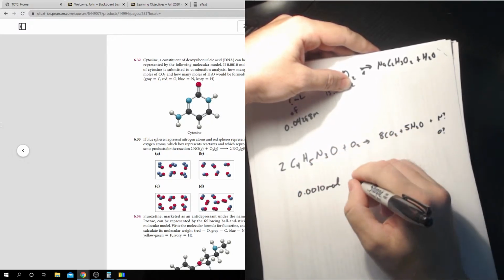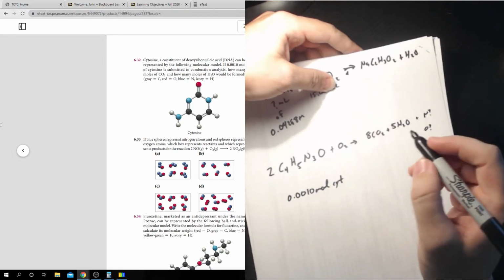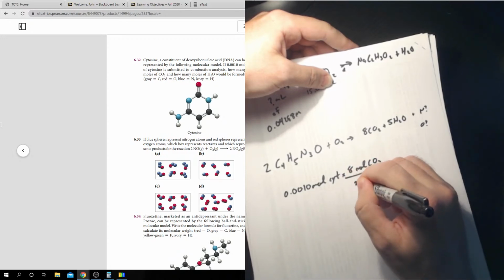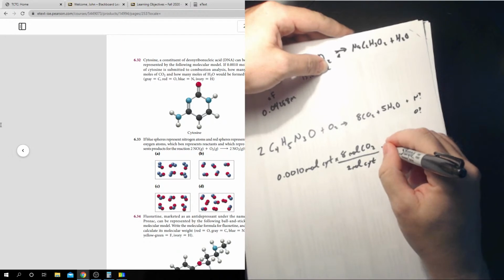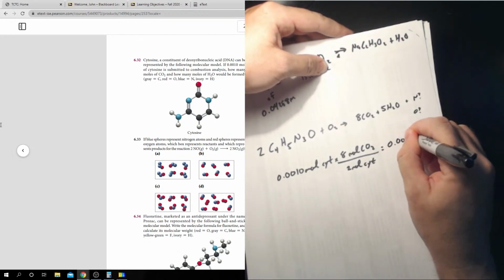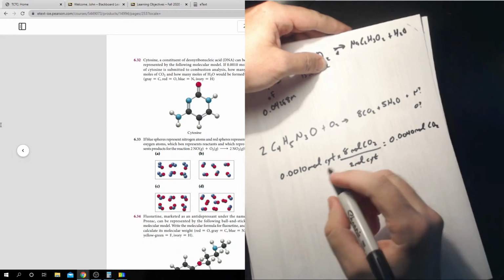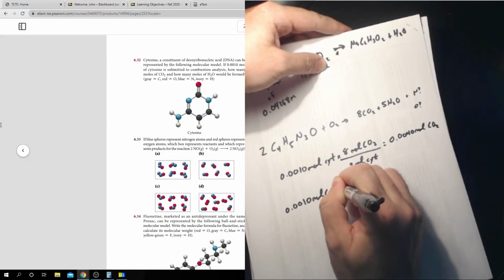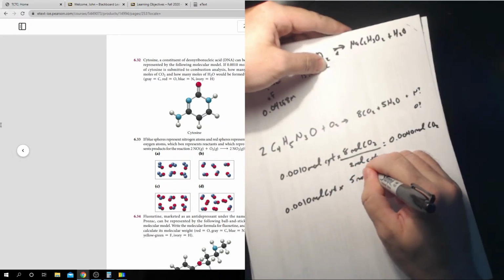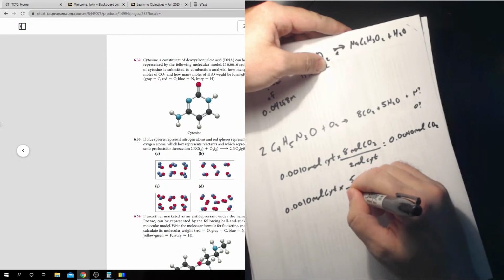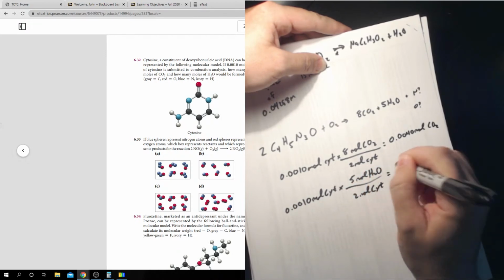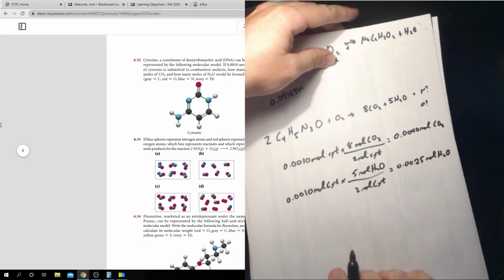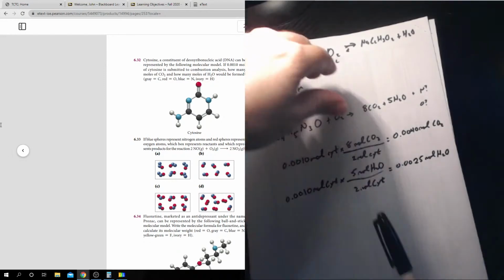All right, so 0.0010 moles of our cytosine times 8 moles of CO2 for every 2 moles of cytosine means we're going to produce 0.0040 moles of CO2, and 0.0010 moles of cytosine times 5 moles of H2O for every 2 moles of cytosine is going to be 0.0025 moles H2O.